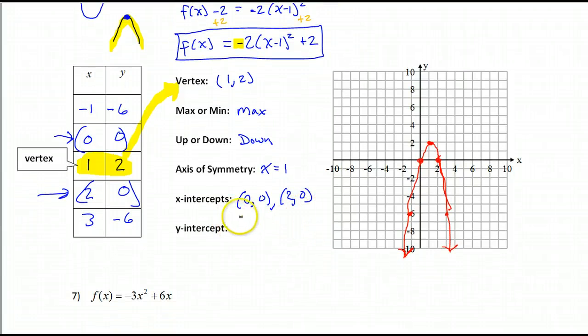Anyways, the y-intercept. Well, look, here's the y-intercept right there. It's where it crosses the y-axis. So the y-intercept in this case is also 0, 0. So there, we got everything we needed.